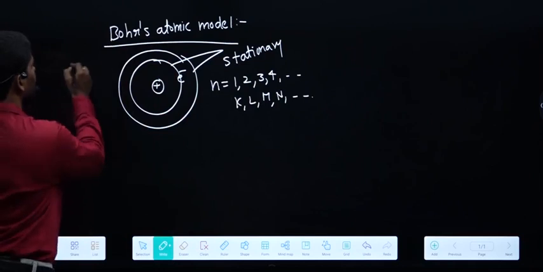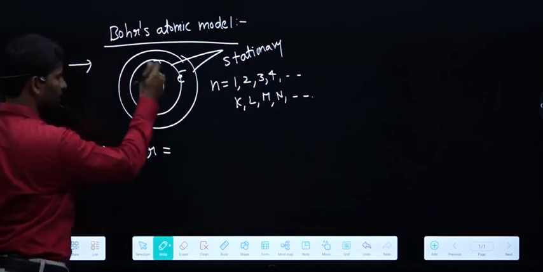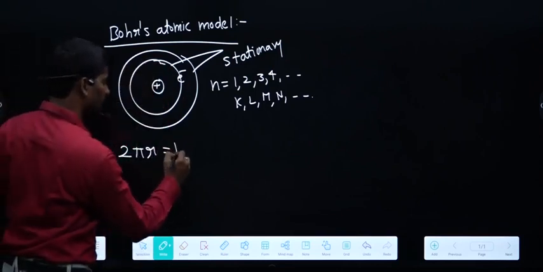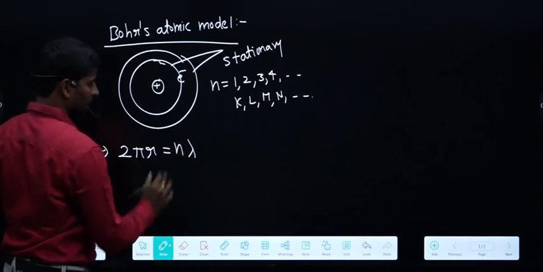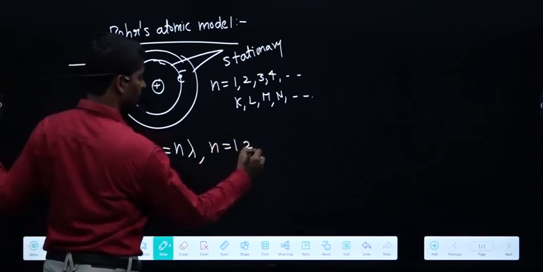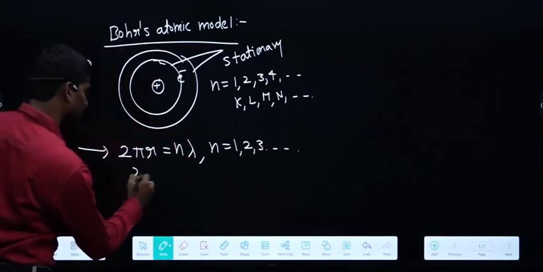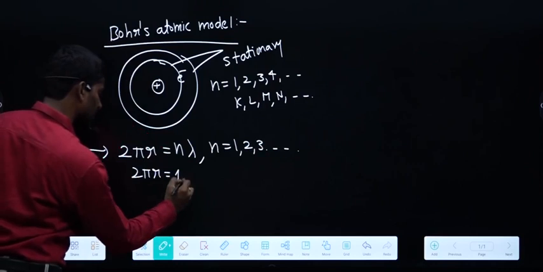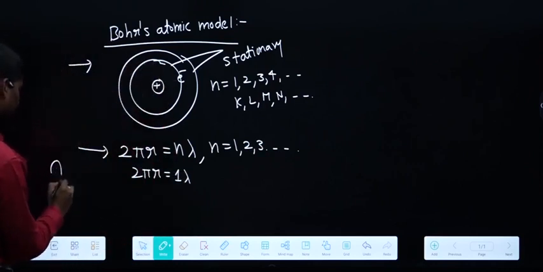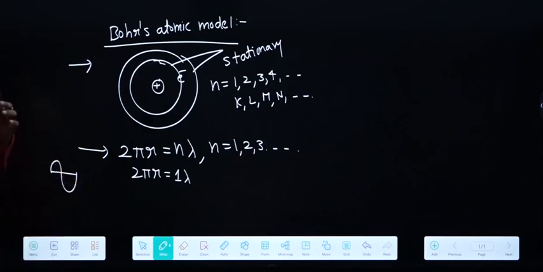Okay. Next, circumference of orbit. Circumference is given by what? 2 pi r. Circumference of circle, 2 pi r, is equal to an integral multiple of wavelength, where the possible values of n are 1, 2, 3 and so on. If you take first orbit, circumference is equal to 1 lambda. So in the first cycle, how many waves are present? Only one wave is present.